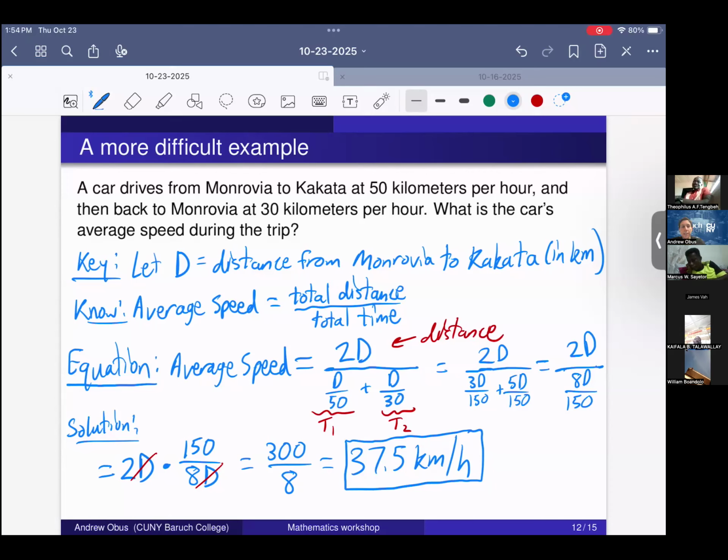And the reason is you're spending more time driving 30 kilometers per hour than you're spending driving 50 kilometers per hour, right? Because if you're doing the same trip but slower, you're spending more time. So the trip back takes more time than the trip there. And that means that your average speed is going to be more weighted toward your slow speed rather than toward your fast speed. Okay. So the average speed here is going to be 37.5 kilometers per hour.